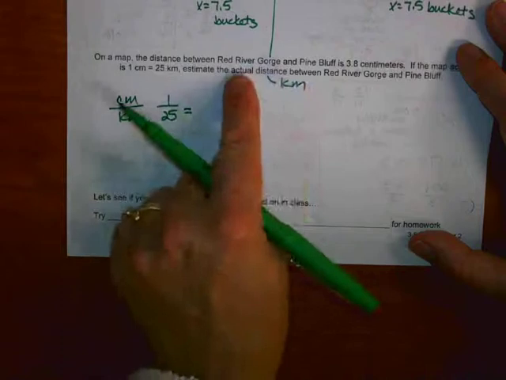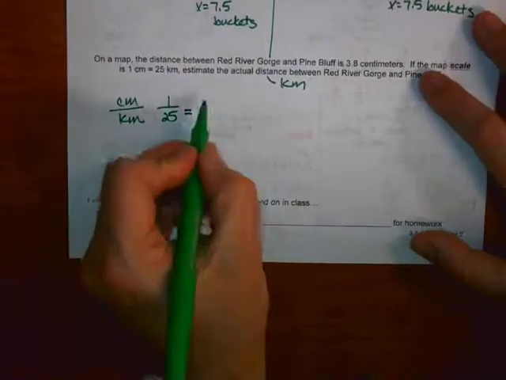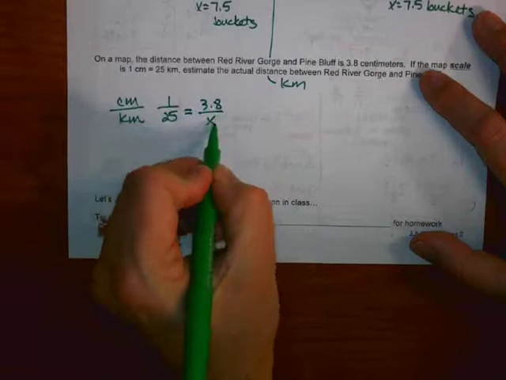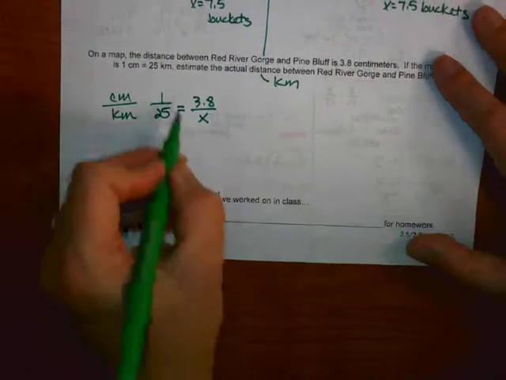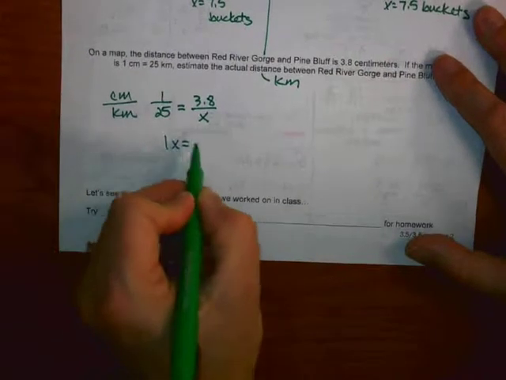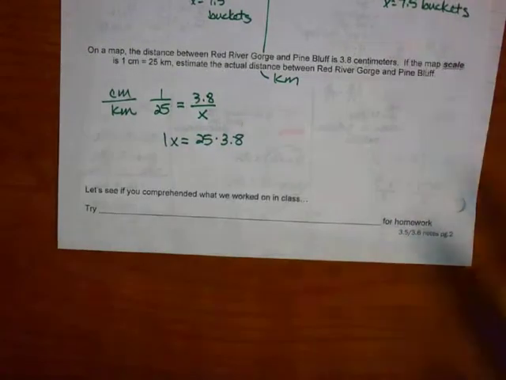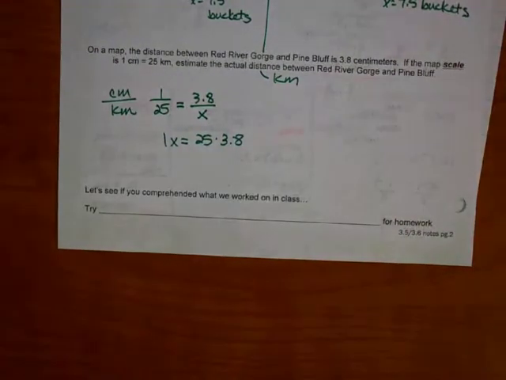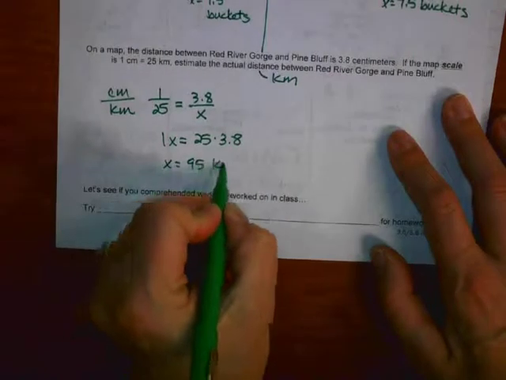On the map, how far is it from the Red River to Pine Bluff? 3.8 centimeters to X kilometers. I want to find out actually how many kilometers that is. So when I cross multiply, I get 1x equals 25 times 3.8. And x equals 95 kilometers.